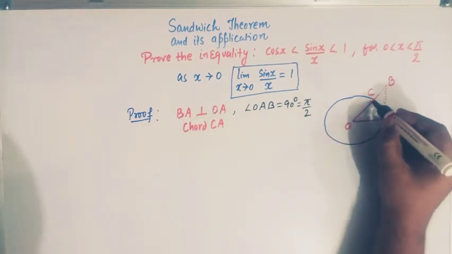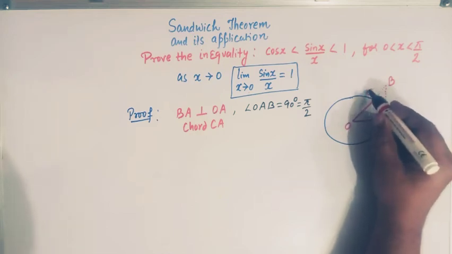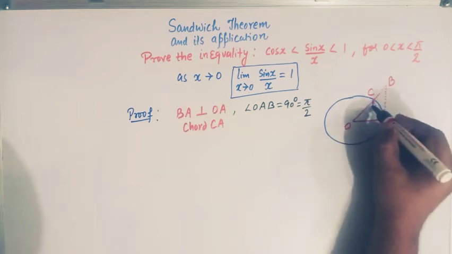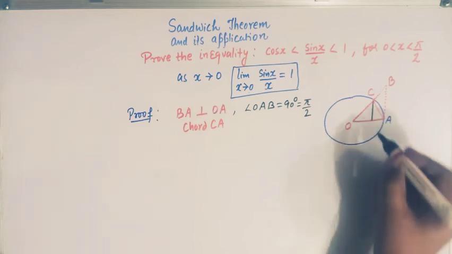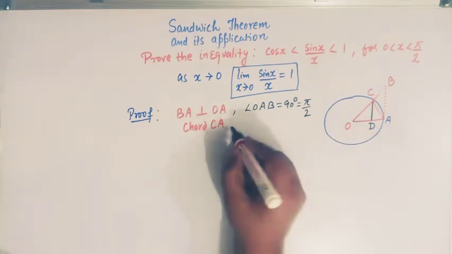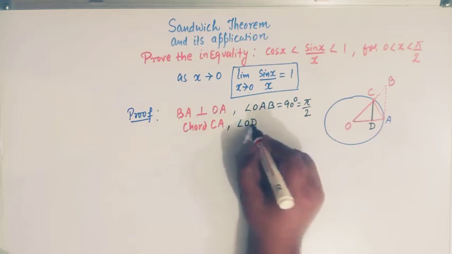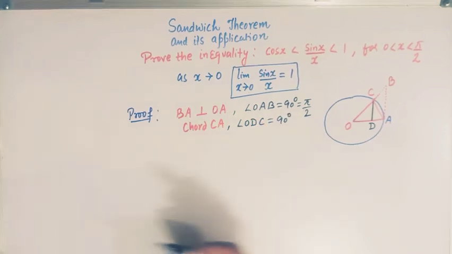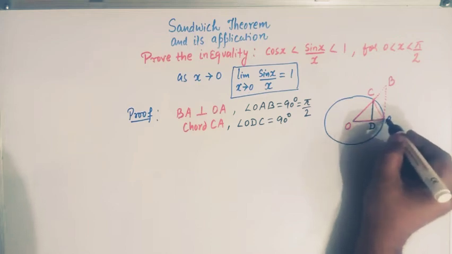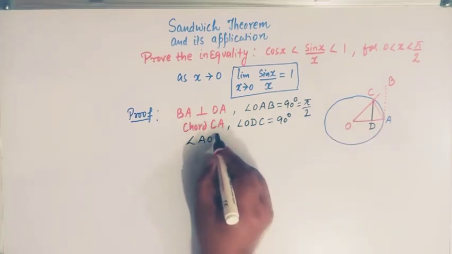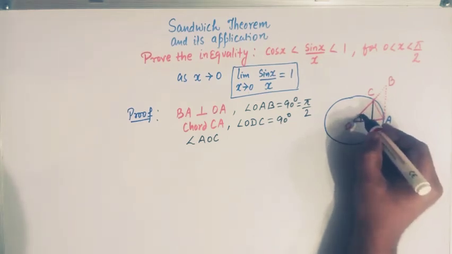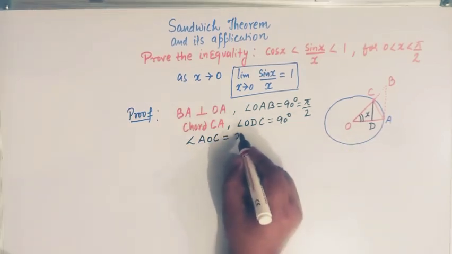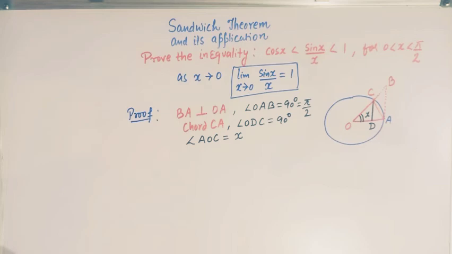Now here we'll drop a perpendicular from point C to this radius OA. So if we drop the perpendicular like this, let us say this point is D. So we have angle ODC is 90 degrees. Clear? Okay. Now the angle AOC, suppose this angle is X. Clear? So angle AOC can be taken as X radians. Clear? Okay.